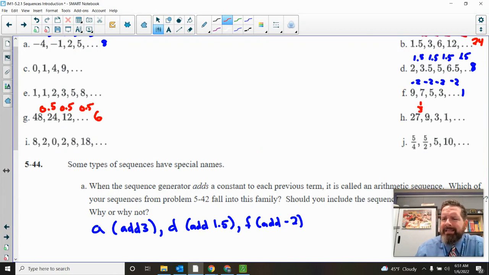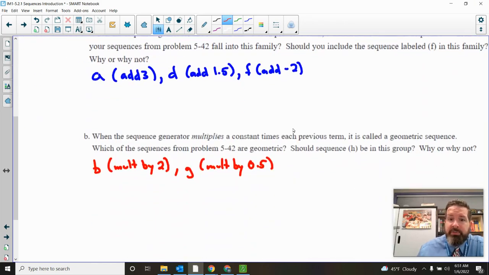Is 9 times 1/3 equal to 3? Sure enough, it is. Is 1/3 of 3 equal to 1? Sure enough, it is. So if you multiply by 1/3 one more time, 1 times 1/3 means the next number in the sequence should be 1/3. So letter H is also geometric. The common ratio is that each time you multiply by 1/3.